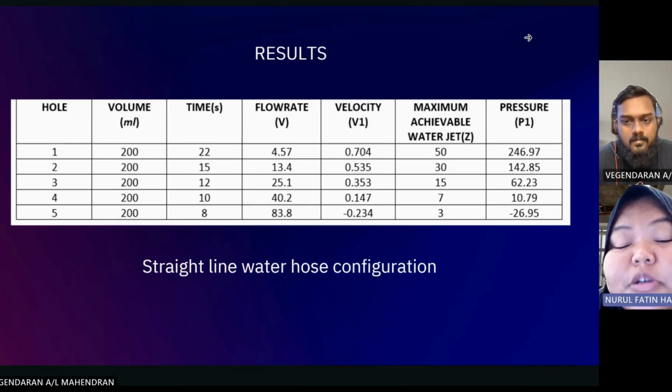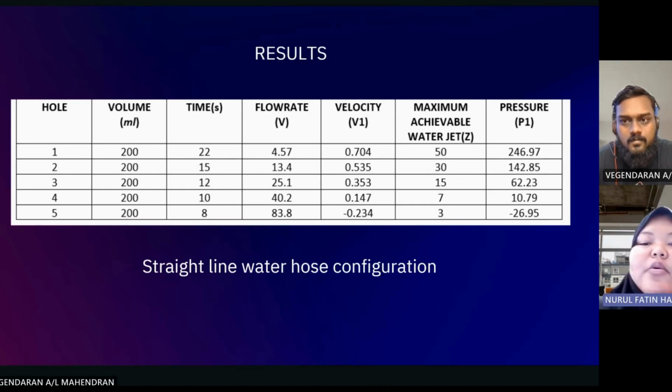The maximum achievable water height: the higher up the hole, the higher the achievable height. From hole one we get 50 cm. The second hole we get 13 cm. Third hole we get 15 cm. From hole 4 we get 7 cm, and the last one, hole 5, we get 3 cm.